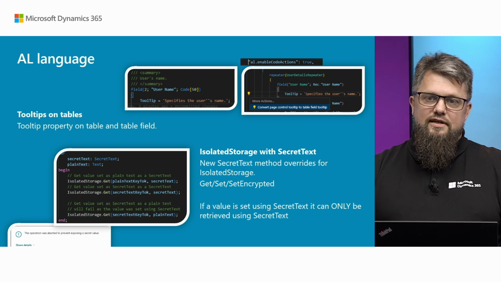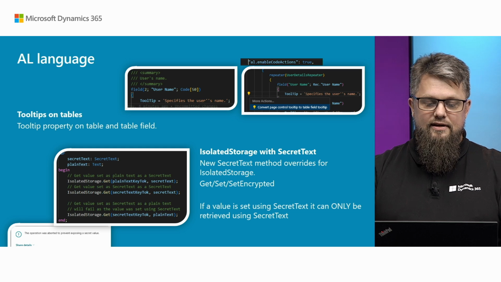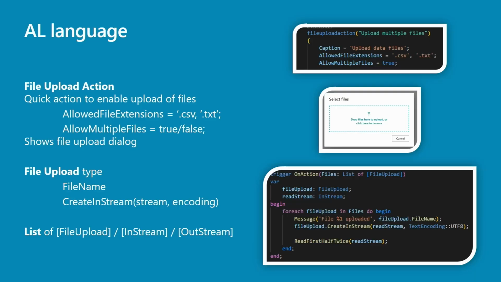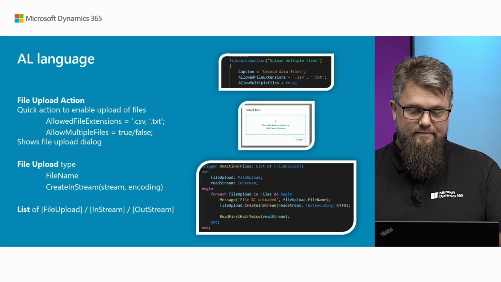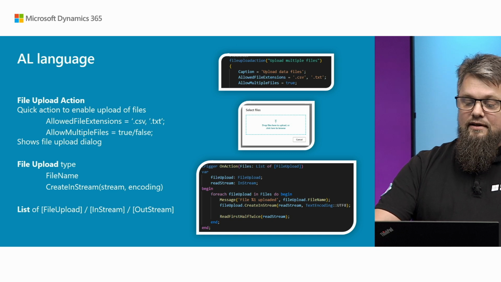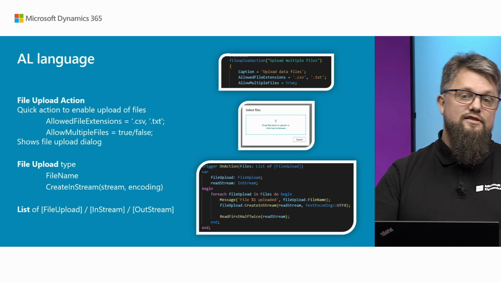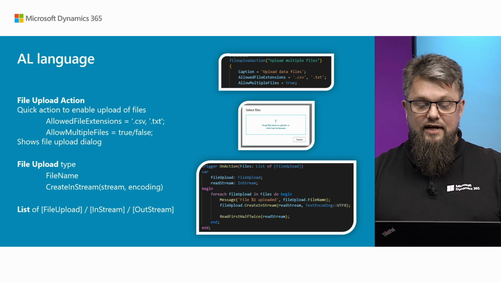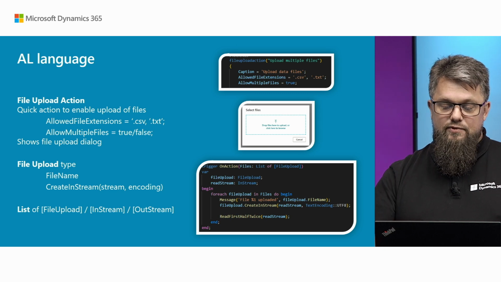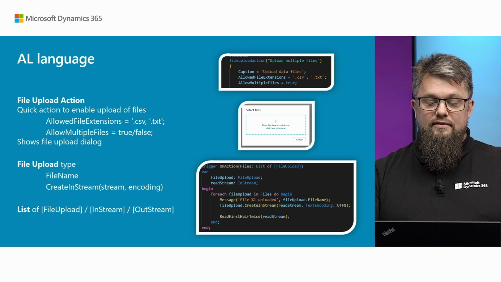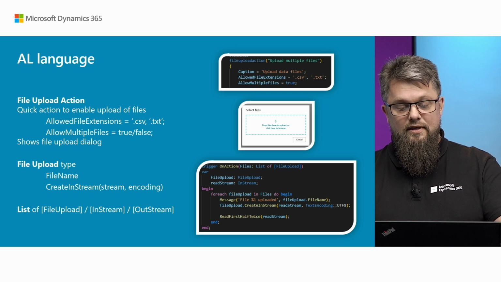This means you can now use the secret text type to get and set values in isolated storage. It's important to notice here that if you set a value using secret text, then it must be retrieved using secret text. Otherwise, you'll get an error. For actions, you can now add a specialized file upload action, which enables you to quickly add functionality to upload one or more files. And for multiple files, the upload file dialog now supports dropping an entire folder. The trigger for this action specifies a new type called file upload. With this type, you can get the file name and you can get the stream for reading the file content.